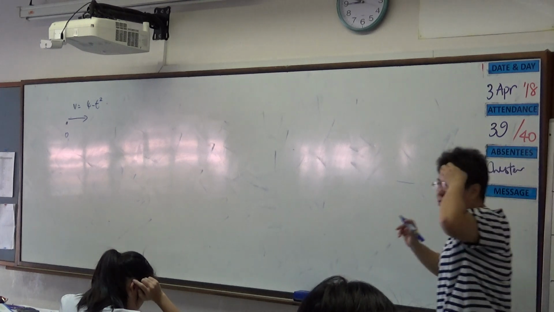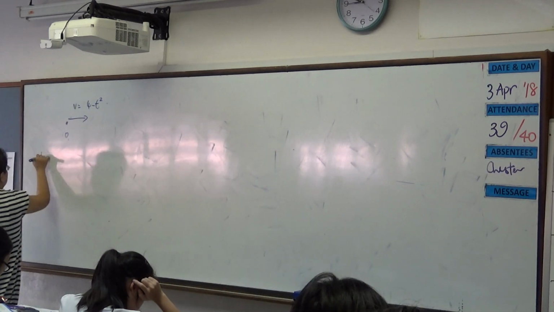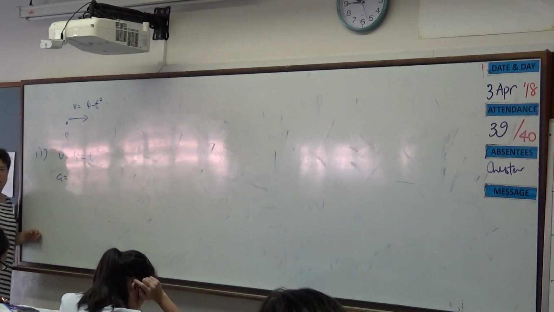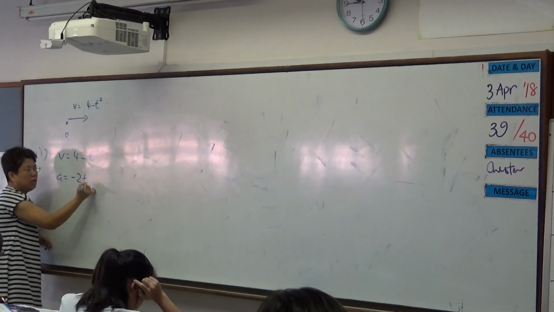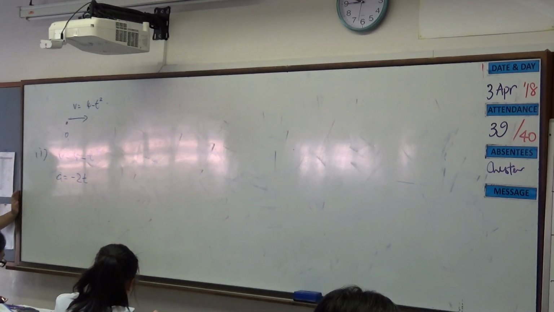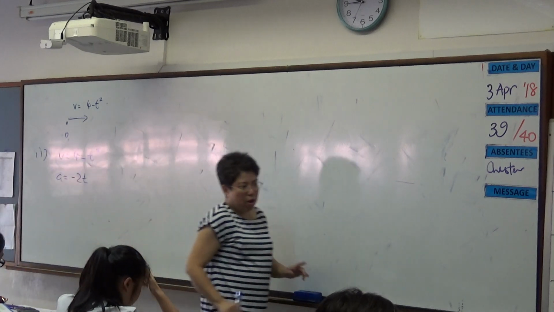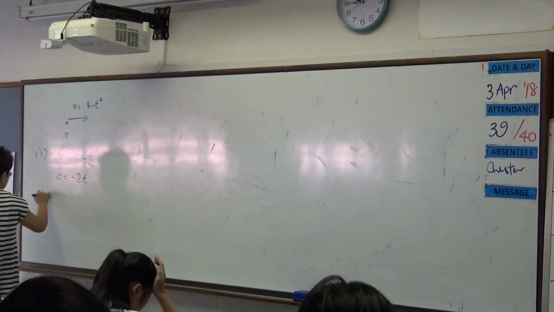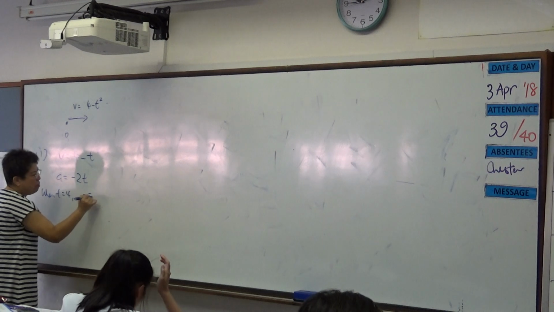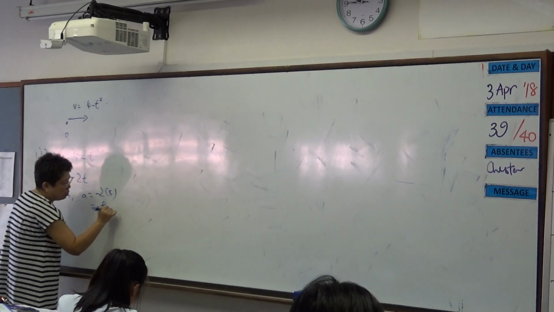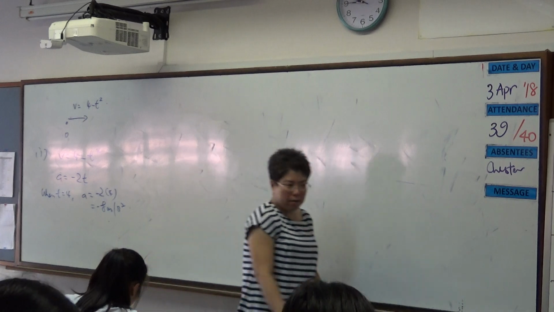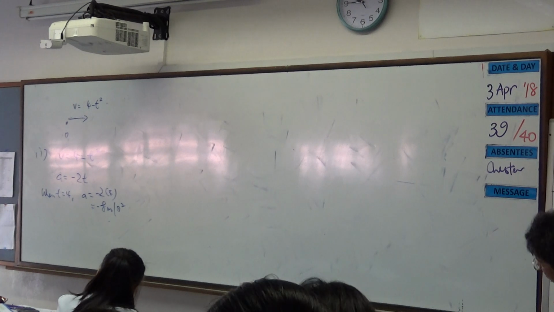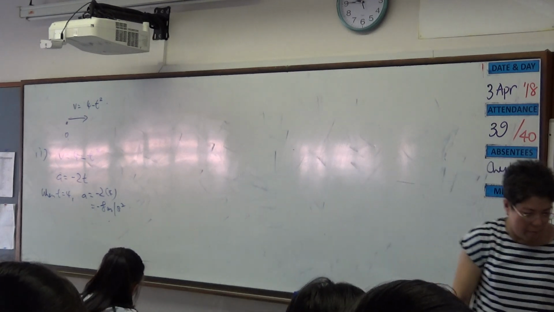This one I like because it's very straightforward. Part 1. I know you're tired. v is 4 minus t squared, right? What is a? Negative 2t, right? Differentiate. So what did the question say again? After 4 seconds. So when t is 4, a will be negative 2 times 4, so negative 8 meters per second squared. So this one is no problem. Correct, 8 meters per second squared.